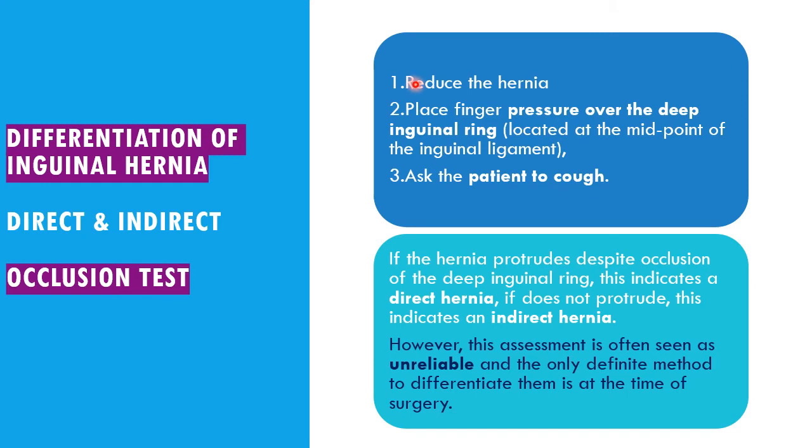First, reduce the hernia with the patient lying down. Place finger pressure over the deep inguinal ring, as we know it is located at the midpoint of the inguinal ligament, and ask the patient to cough. If the hernia protrudes despite occlusion of the deep inguinal ring, this indicates a direct hernia. If it does not protrude, it indicates an indirect hernia.